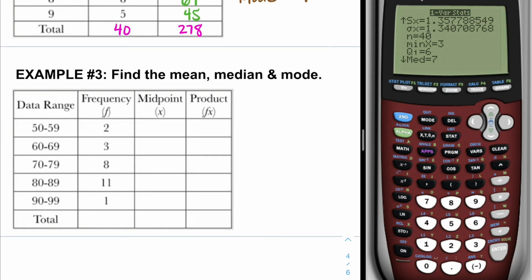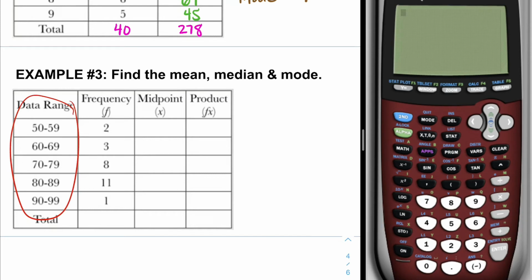Okay. Last but not least, as you can see here, we have an example. Our last example, we have data ranges that are intervals, or what we like to call classes. In order to find the mean and the median specifically, you cannot have a range of values. You have to have a central point or a central data value. So what we normally do is we call that the midpoint or the mid interval. Okay? Midpoint or mid interval, they mean the same thing.